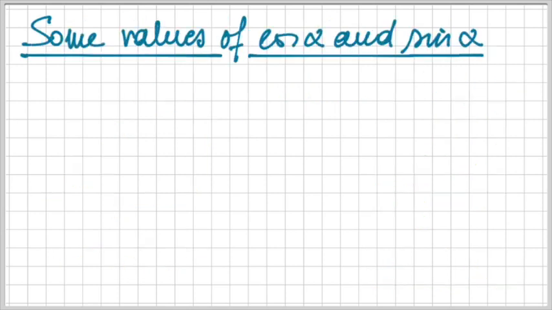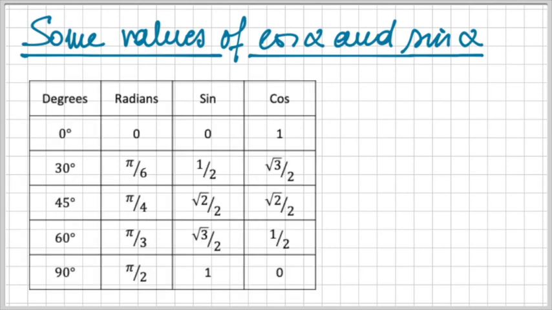Now, when we look at some values of cosine and sine alpha, we look at them in degrees and in radians.